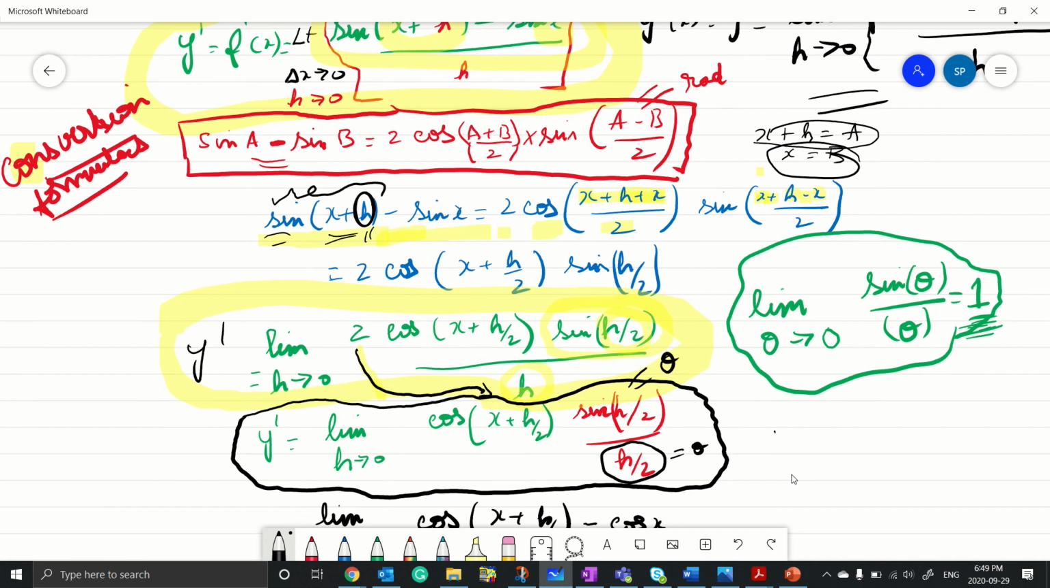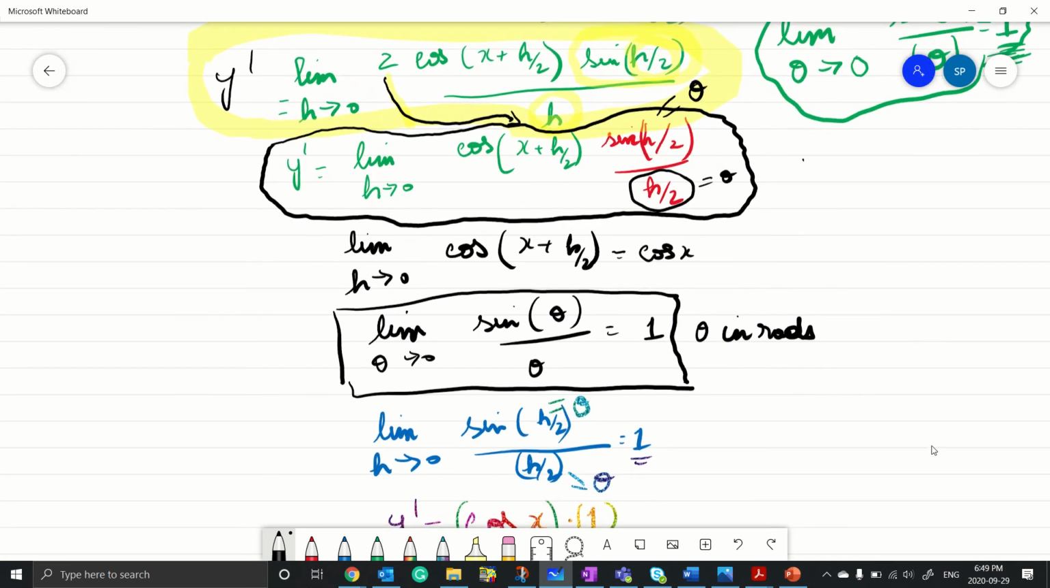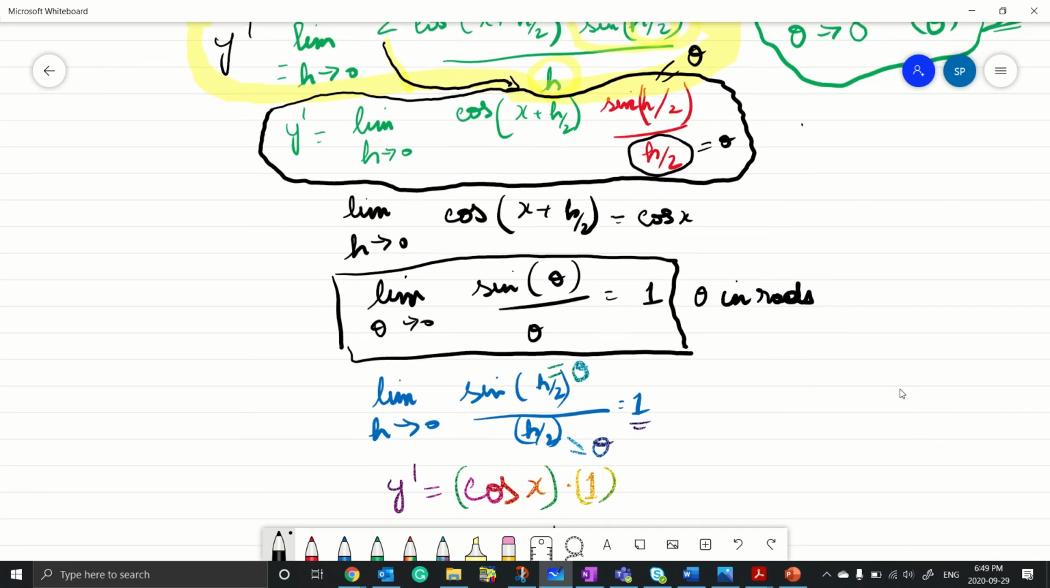We will go a little bit further using this, and when we do that, we apply the limits. When we apply the limits, we see that cos of x plus h by 2. Now directly apply the limit in this case.